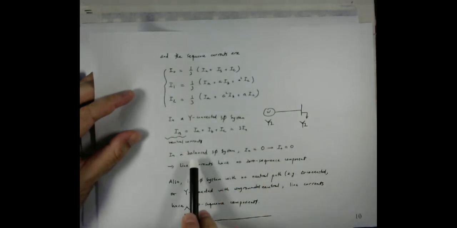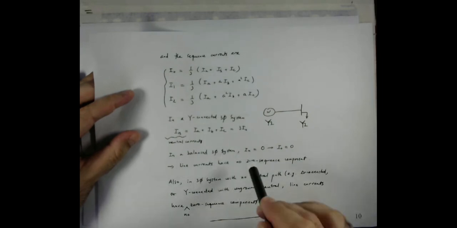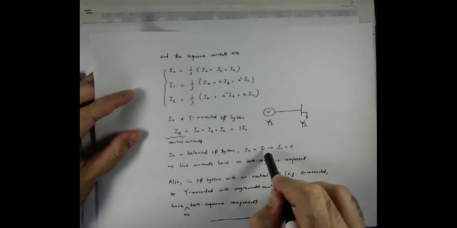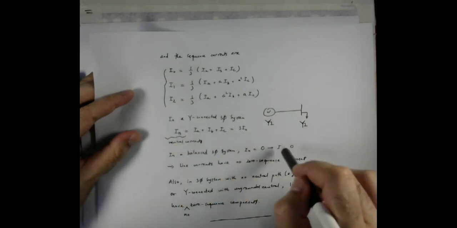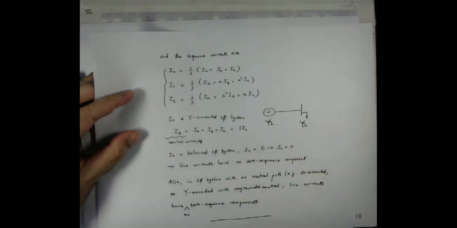So in a balanced three phase system, as we have discussed before, the current flowing in a neutral line is 0. If the current flowing in the neutral line is 0, it means that I naught, the zero sequence current, is 0. So line currents have no zero sequence components.